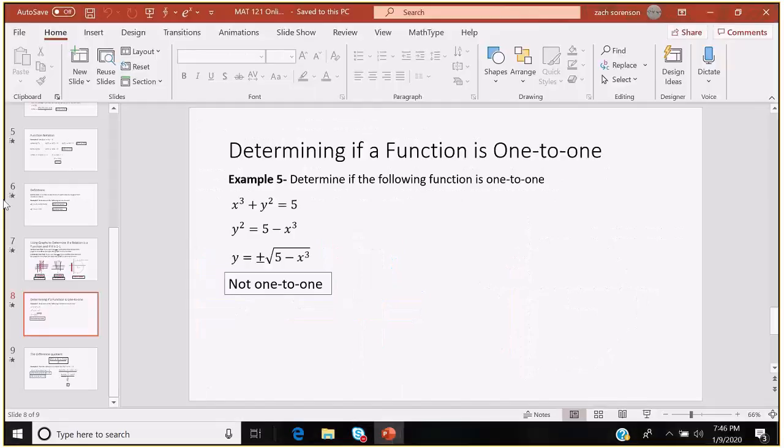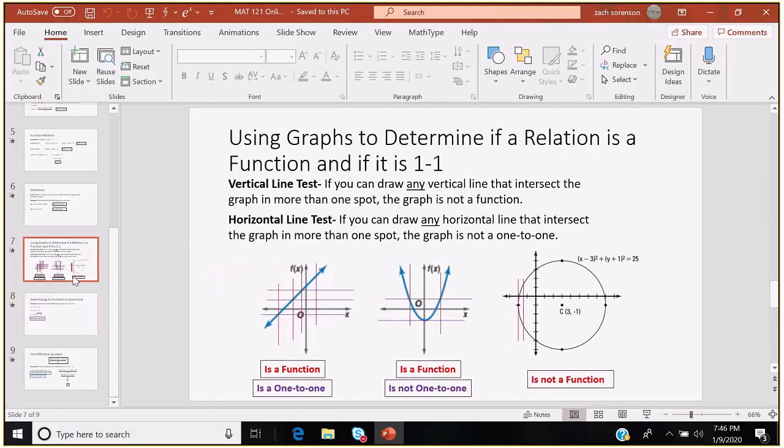Let me pull up that slide in case we can't see it. So this is what we were missing, the bottom part. That first graph was one-to-one, and the second graph was not one-to-one because we could draw that line that intersected two points, as we saw. Okay, let's get back to it.